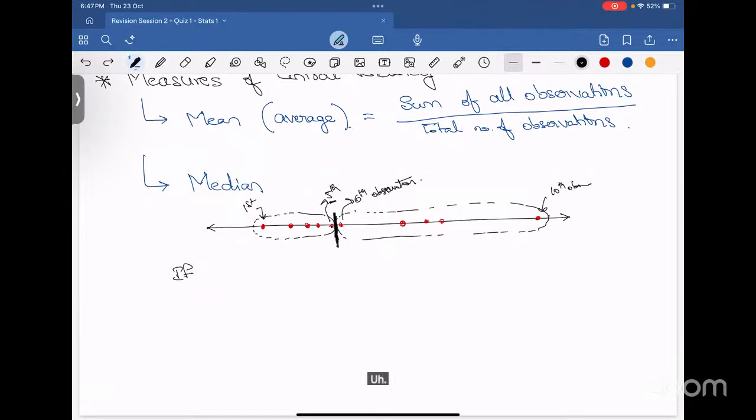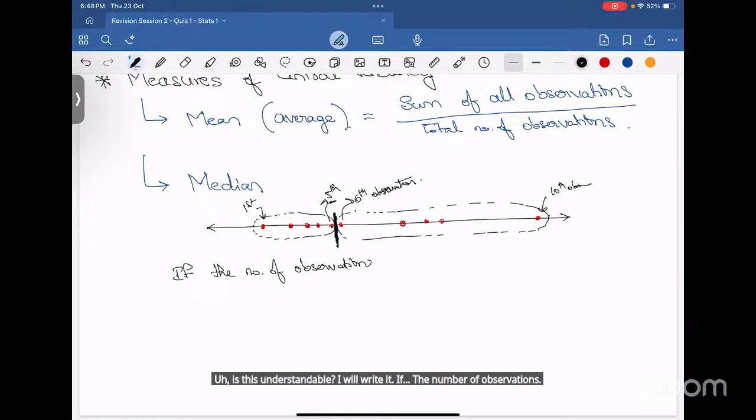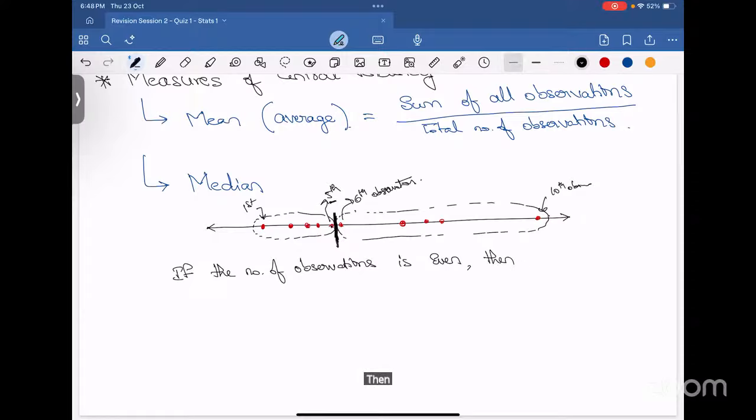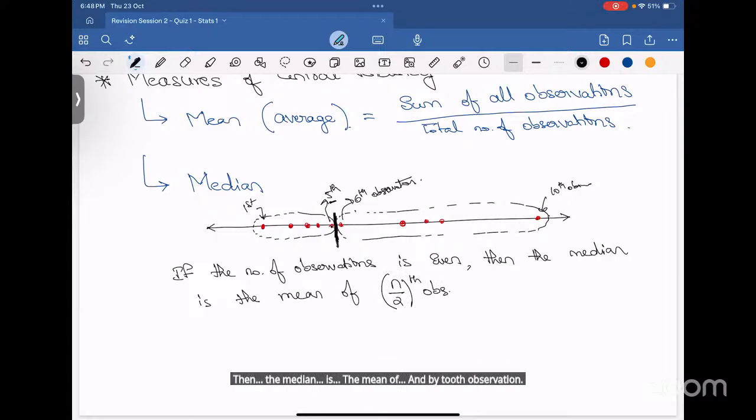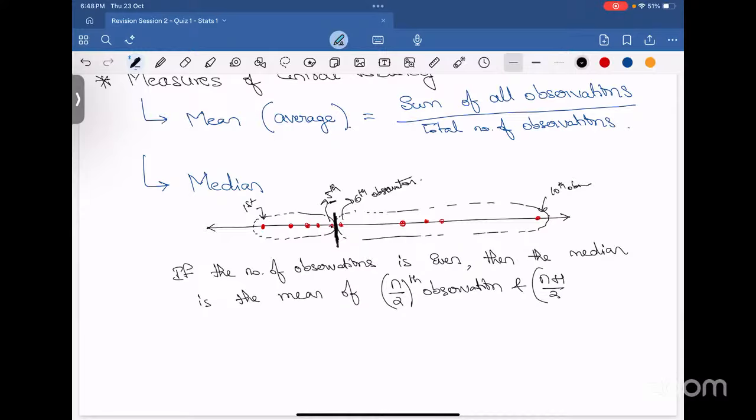Is this understandable? I will write it. If the number of observations is even, then the median is the mean of the n by 2th observation and the n plus 1 by 2th observation.